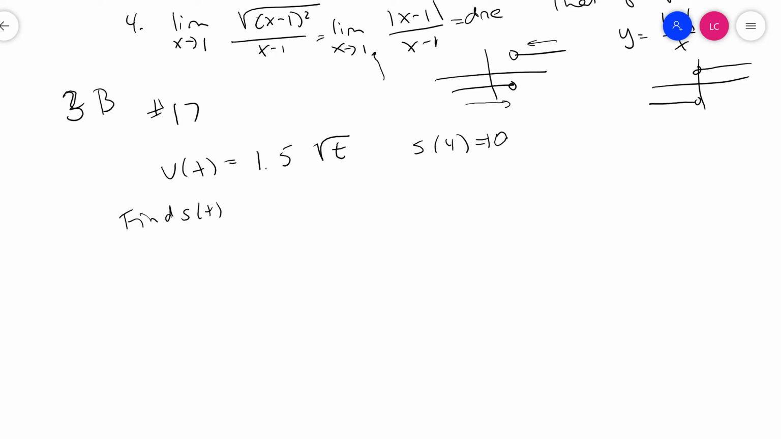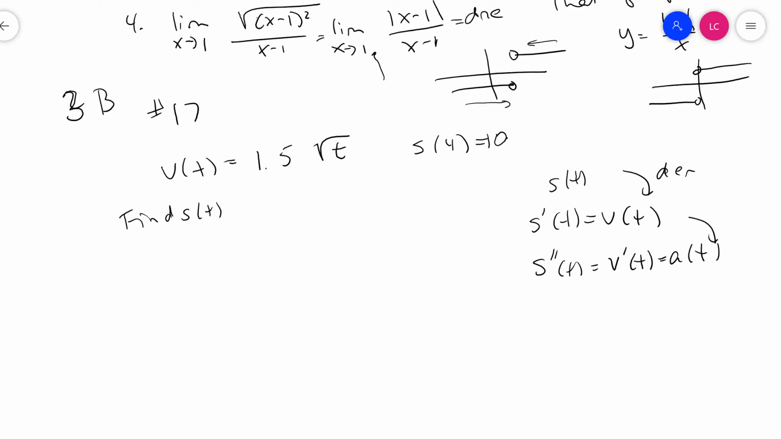Okay, so that means it's an antiderivative, right? Because you know if I have s of t, and I take one derivative of s, that gives me velocity, right? And if I take two derivatives of s, or a derivative of velocity, that gives me acceleration. So this is derivative on the way down, and this is going to be antiderivative on the way up. Antiderivative. Okay, so let me just write this v of t again.